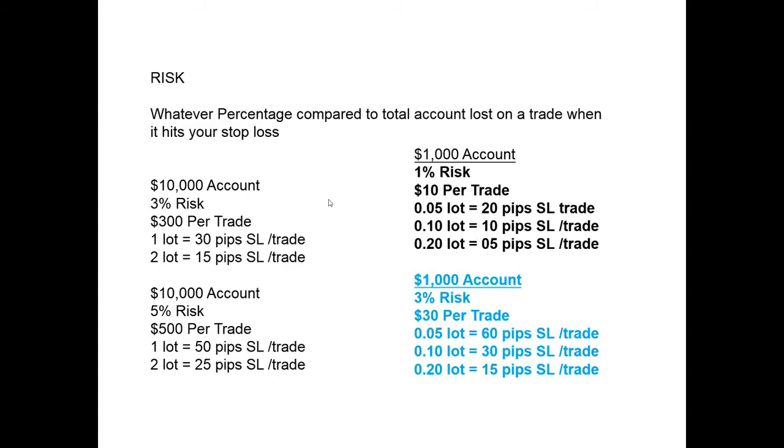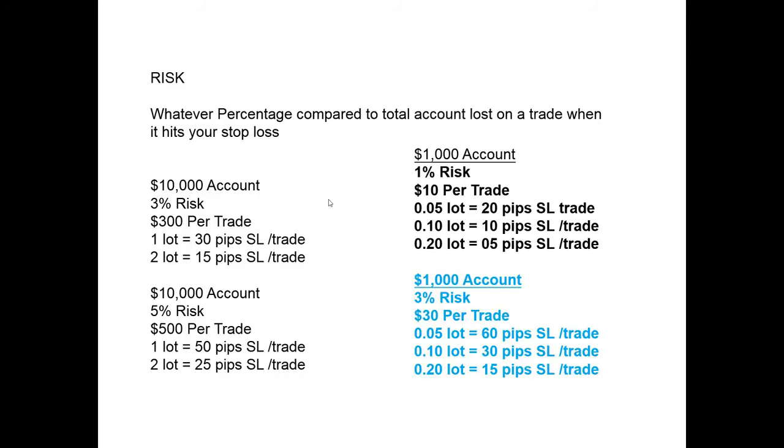Now going to a little bit smaller accounts, a $1,000 account, if you do 1% risk, that's $10, right? 1% of $1,000 is $10. If you risk $10 per trade, if you do a 0.05 lot, you're going to be able to have a 20 pip stop loss. If you do a mini lot, 0.10, you're only going to be able to have a 10 pip stop loss. That's 1% risk, guys.